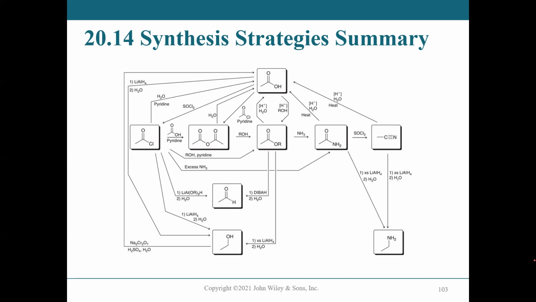So the figure is organized according to oxidation state. Further reading about this can be found on page 938. So carboxylic acids and the derivatives all have the same oxidation state and are shown at the top of the figure. Aldehydes exhibit a lower oxidation state and are therefore shown below the carboxylic acid derivatives.